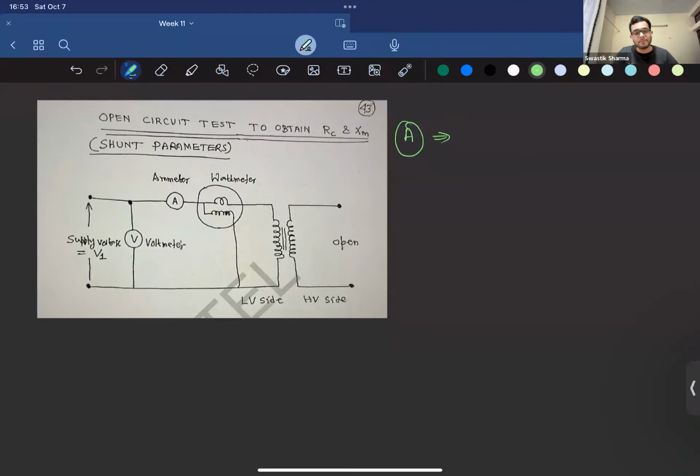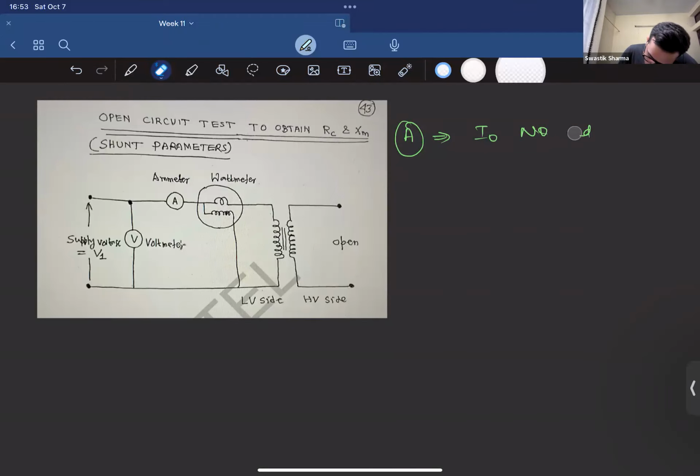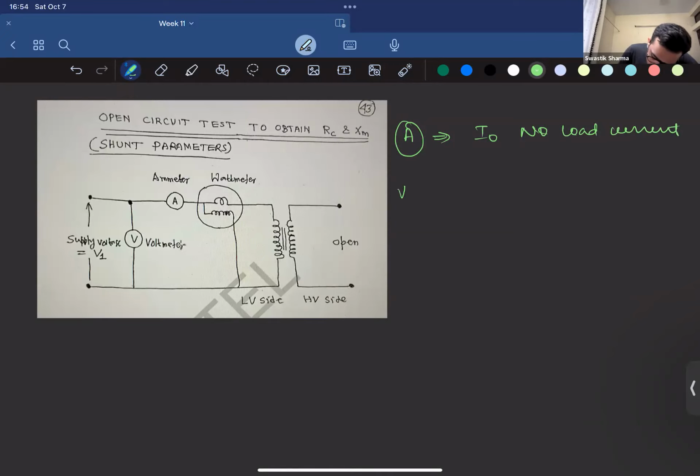When the secondary side is open circuited, what happens? I've already told you, no matter if it's open, there will be flux set up in the transformer, and to set up that flux, a no load current will flow, right? So the ammeter measures I naught, which is the no load current. The voltmeter measures the voltage of the supply side. And there is a wattmeter.